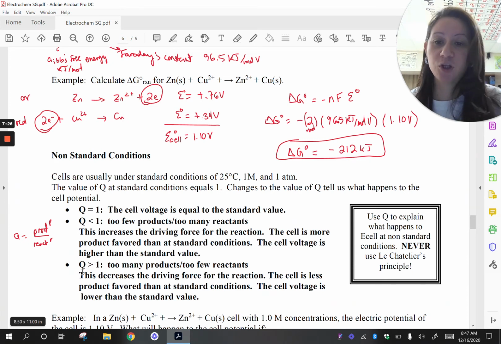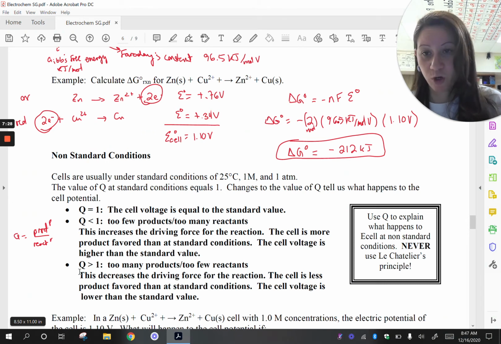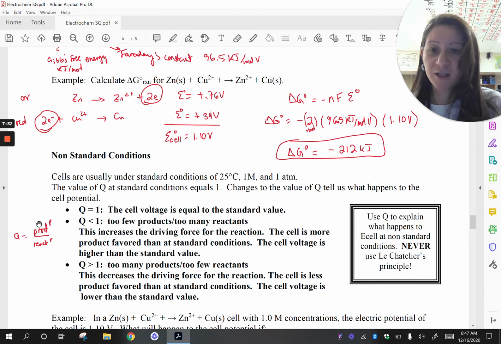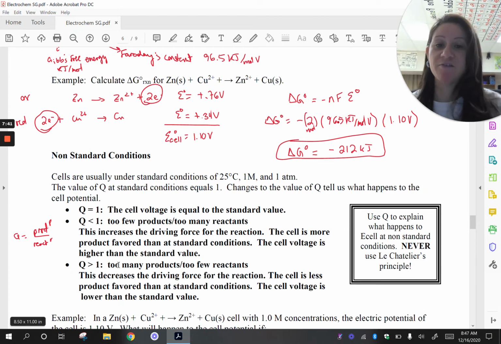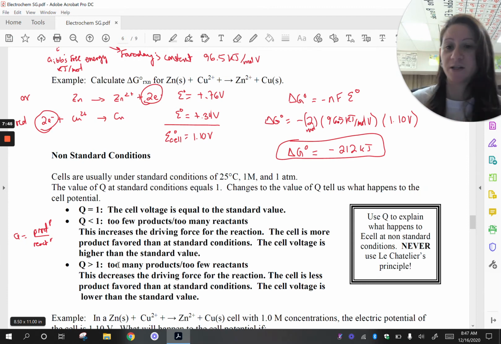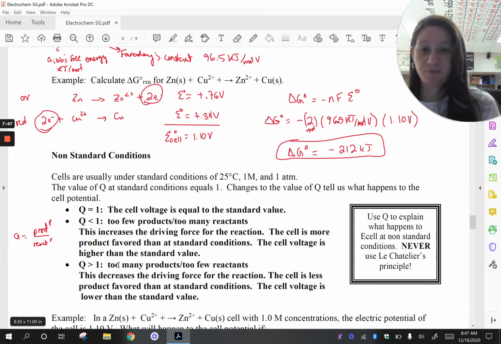However, if your Q is greater than 1, then that means you have too many products. This ratio is too high. And so you have too many products or you have too few reactants. And so that's not good. So the driving force for the reaction is going to decrease. It's not going to go towards the product as much. It's going to be less product favored.